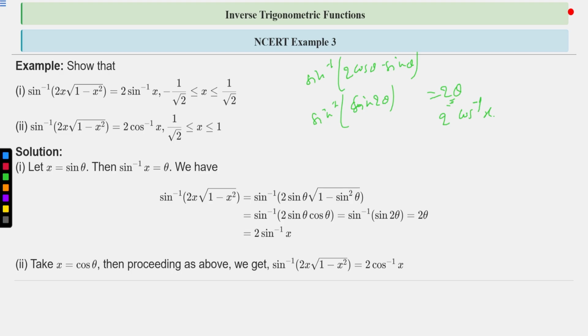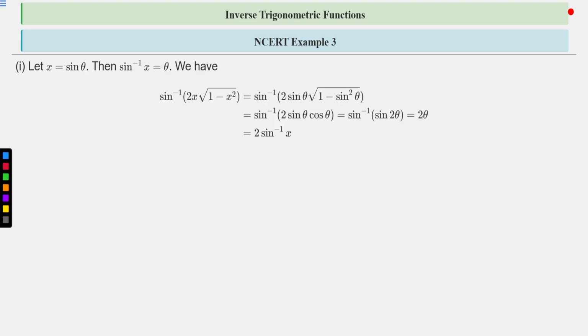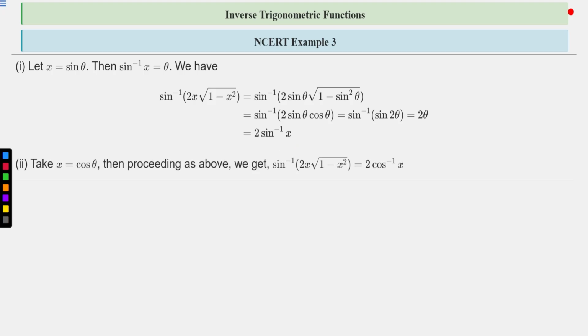Okay, let us move to the next question. NCERT example 3, that was it. Let x equal to sin theta, then sin inverse x equal to theta, right? Then we have sin inverse 2x root over 1 minus x square, which is equal to sin inverse 2 sin theta into root of 1 minus sin square theta, right? And it is equal to sin inverse 2 sin theta cos theta. Clear? And it will be equal to sin inverse sin 2 theta, which equals 2 theta. So we got 2 sin inverse x, right?